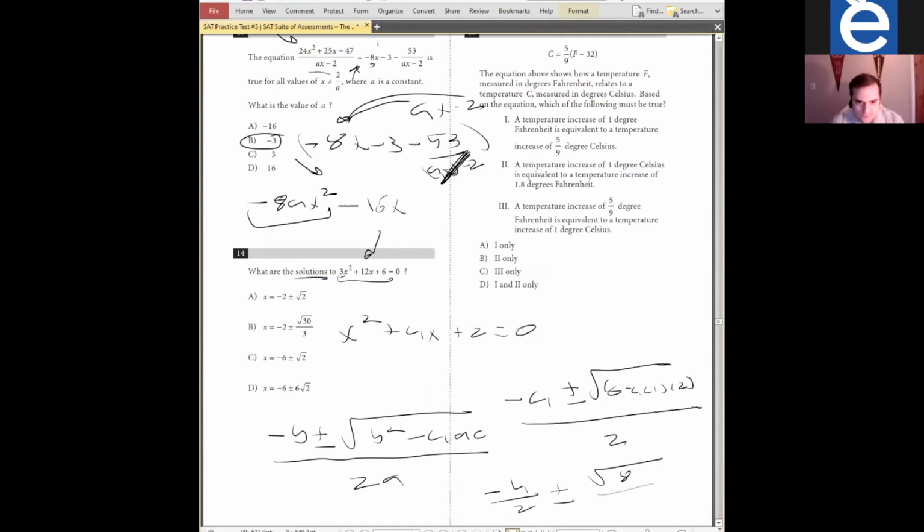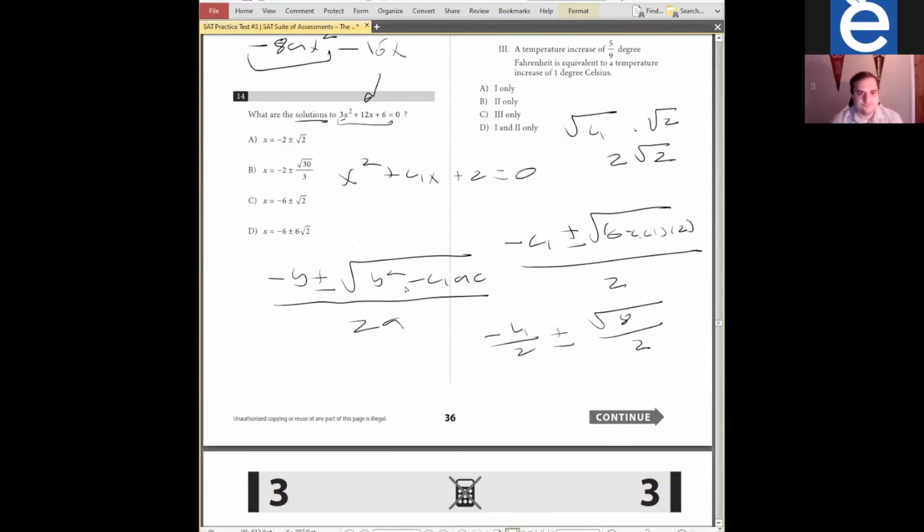8 over 2. Now, what you have to be able to do is simplify root 8. The way you simplify root 8 is you break that out into root 4 times root 2. And that becomes 2 root 2. So now we have negative 4 over 2 plus or minus 2 root 2 over 2, which just simplifies to negative 2 plus or minus the square root of 2.